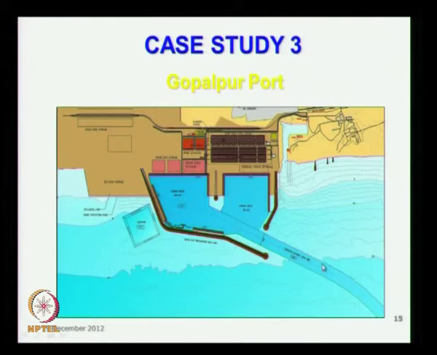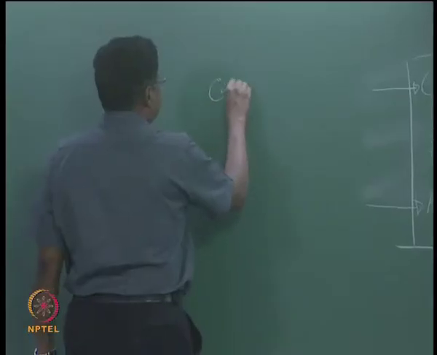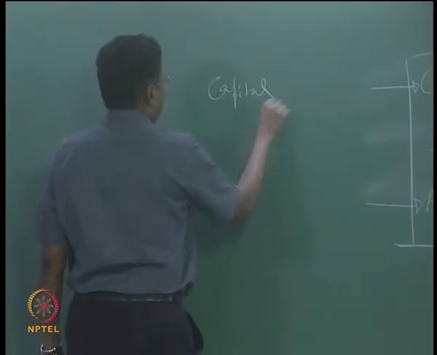At present they are making this navigation channel and the training basin. The first phase is under construction now. When they do this dredging, there are two types of dredging. One is called capital dredging, and another is called maintenance dredging.